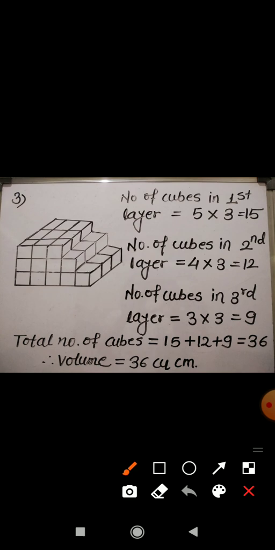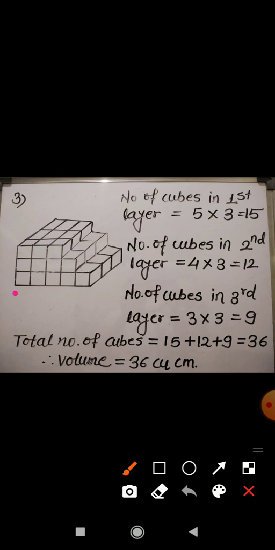Now coming to the third shape. In this shape you can see there are 3 layers. 1, 2 and 3. And this is the upper surface. Now to find the volume, let us count the number of cubes layer wise. Because in this shape again all the layers have different cubes, right?